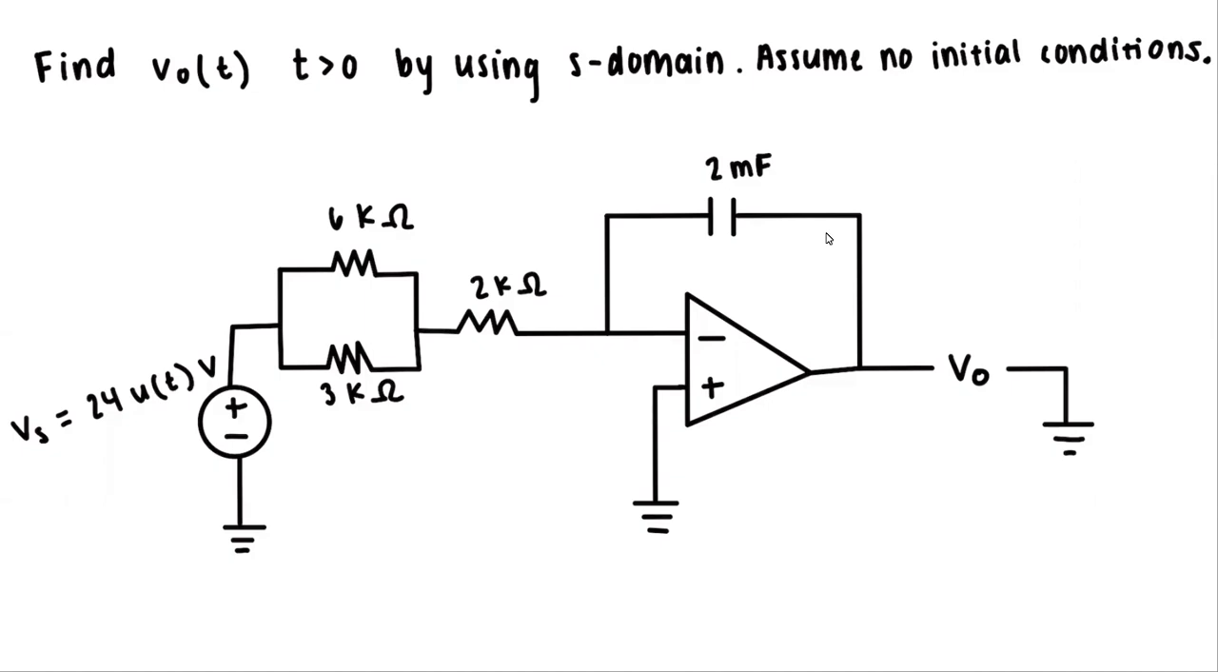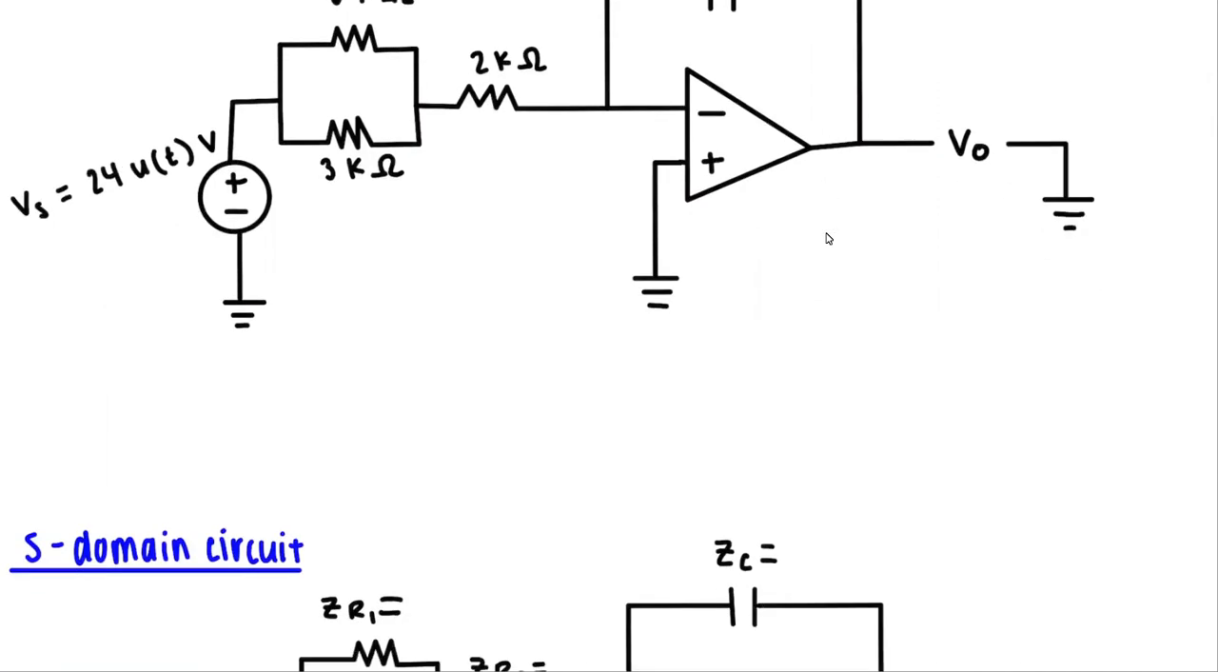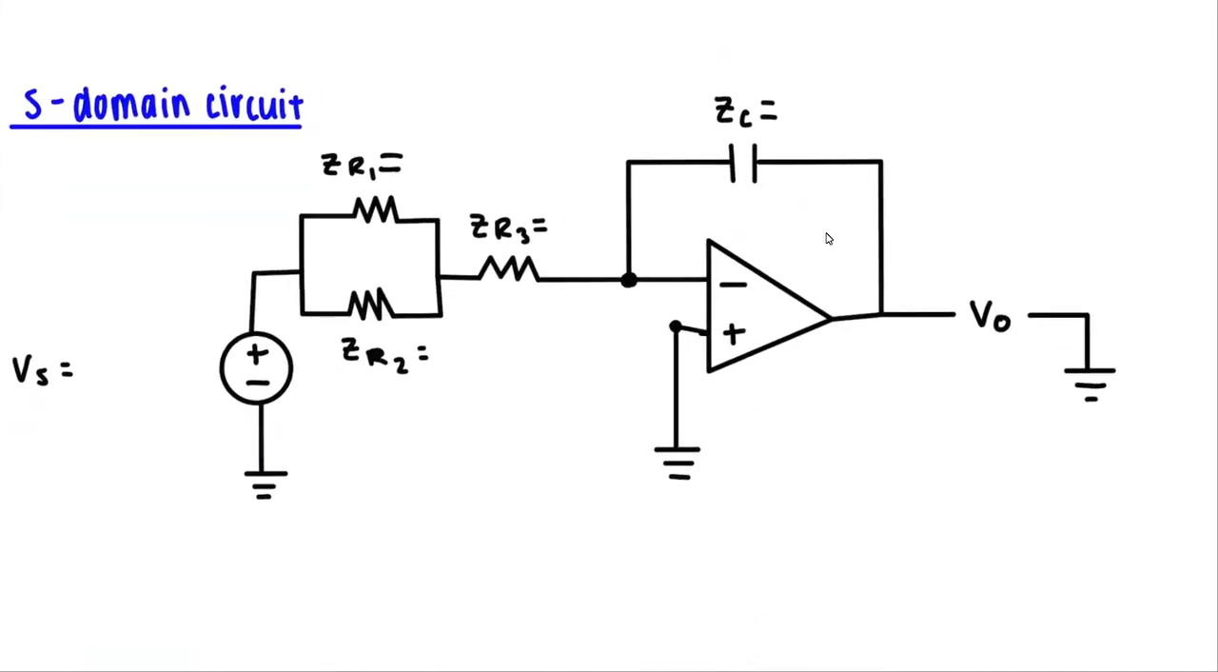So before we begin, we first must draw the circuit in S domain by converting the resistors and capacitors into impedances. So when working in S domain, resistors are going to have the same impedance as when they were in time domain. So the resistor value should be the same. So for the first resistor, our impedance will be 6,000. For our second resistor, our impedance will be 3,000. And for our third resistor, our impedance will be 2,000.